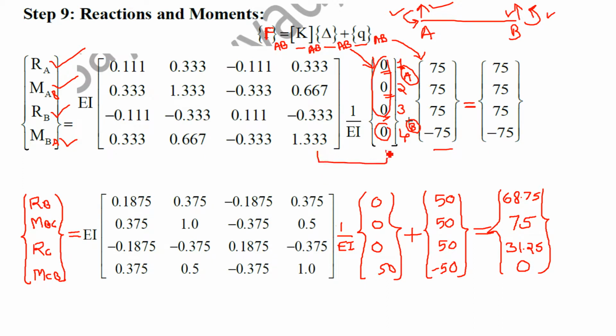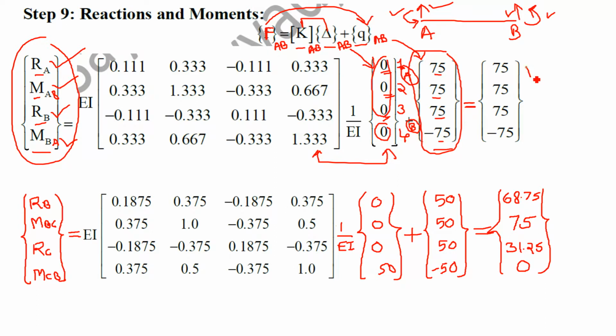These two matrices we have to multiply, and then we have to add the Q, meaning each element one by one. We will get RA, MAB, RB and MBA, right? Since all the elements in this matrix are 0, this multiplication will be 0, and directly we will get this matrix equal to this matrix, right? Because of this 0, the product K into delta is equal to 0, and we will get F is equal to Q directly. So this is the answer: 75, 75, 75, minus 75. F is equal to Q.